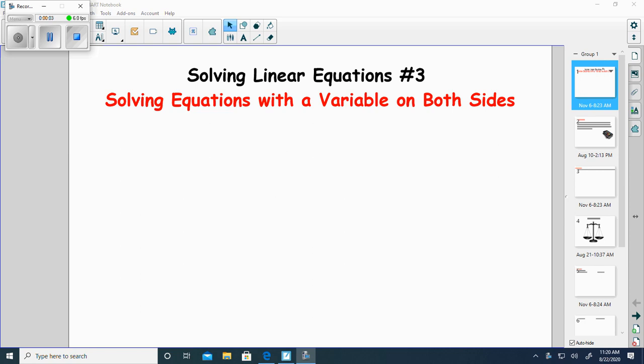Hi, CP Algebra 1. This is number 3 from Solving Linear Equations, SLE number 3. So go ahead and take notes on this with the notes provided for you. And here we go.